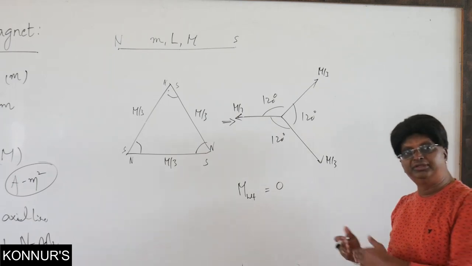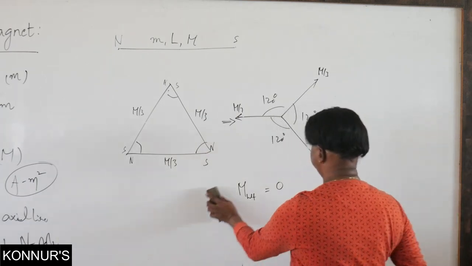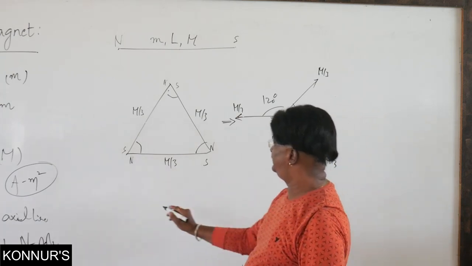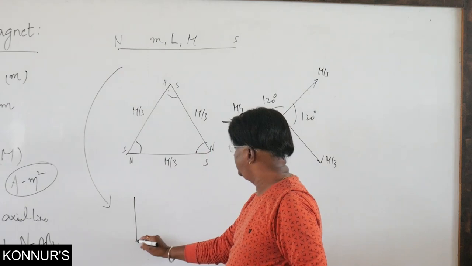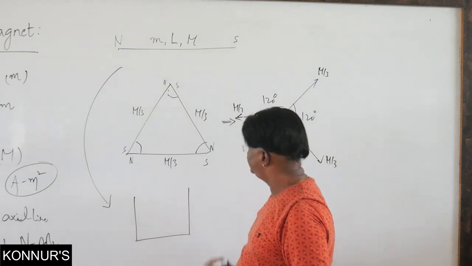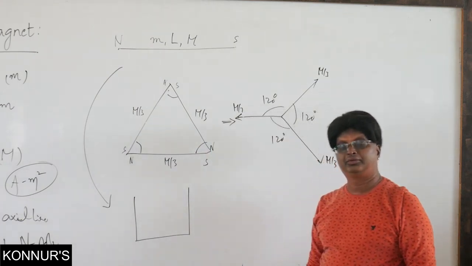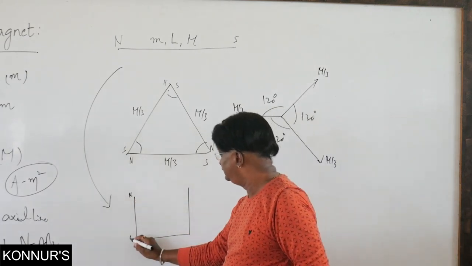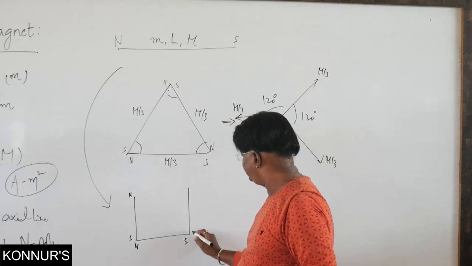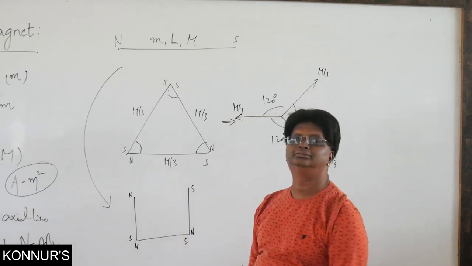Like, supposing with the same bending, I make one more change. Suppose again I say this is now bent in the form of a U shape. Supposing they have told us it is bent in the form of a U shape, then again you write it as 3 parts: N, S, N, S.